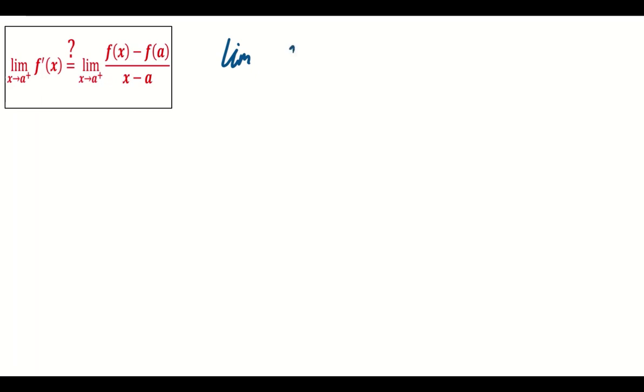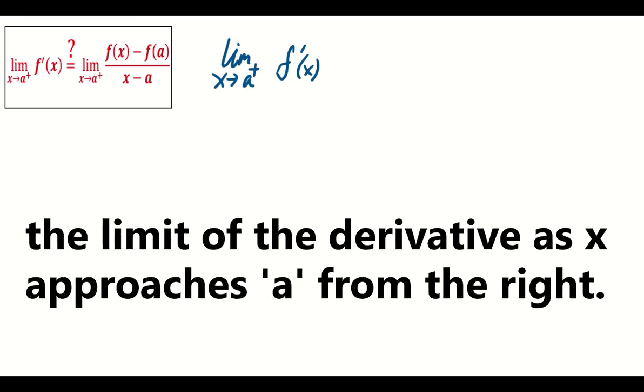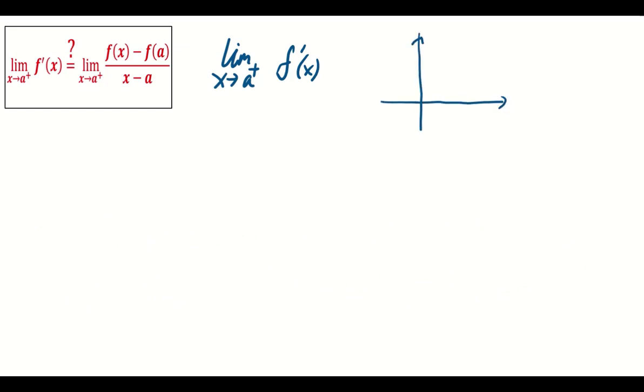First, let's revisit the meaning of the expression on the left-hand side. It represents the limit of the derivative as x approaches a from the right. So, if we observe from the graph of f prime x, this is the value of the limit.